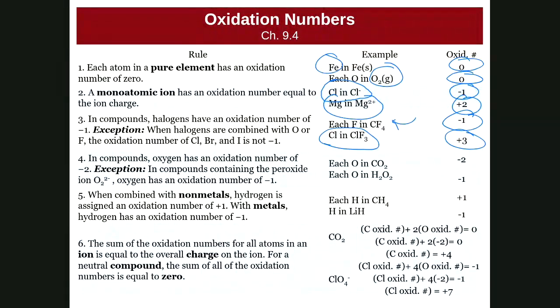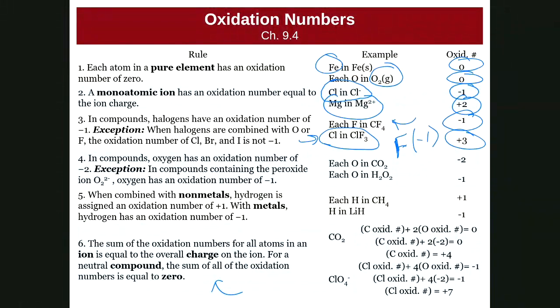You can tell that because the fluorines are the typical halogens. They have a -1 oxidation state, and it's a neutral compound, so the oxidation states have to add up to 0. And we'll see that again in rule number 6.